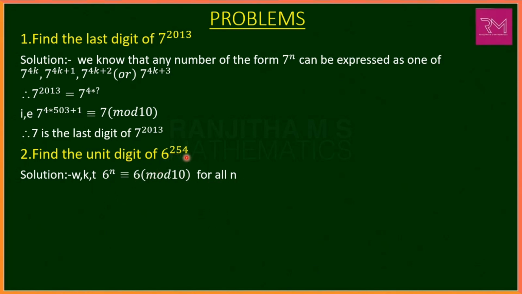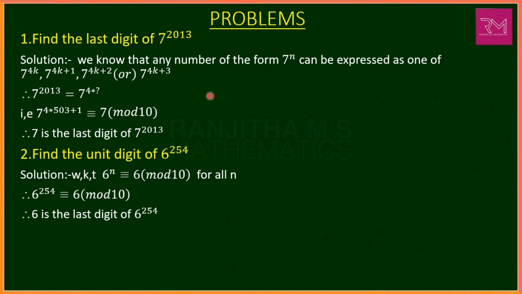Here in the place of n we have 254. Therefore with this formula we can substitute as 6 power 254 is congruent to 6 modulo 10. This implies 6 is the last digit of 6 power 254. This completes the problem. These are all very important problems.